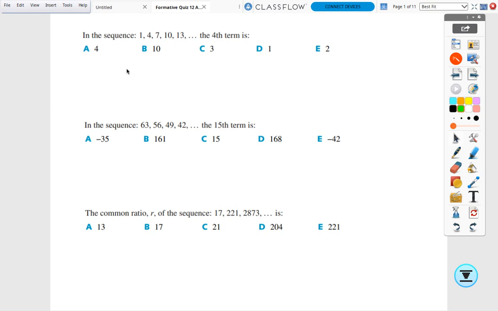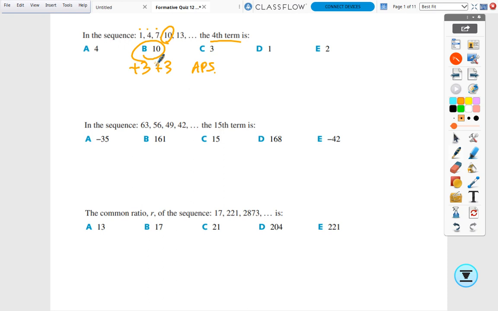Going up by threes, so it's an arithmetic progression, so it's an AP. In this particular case, we're only asked to find the fourth term, so 1, 2, 3, so the fourth term is 10, so the answer is just B.